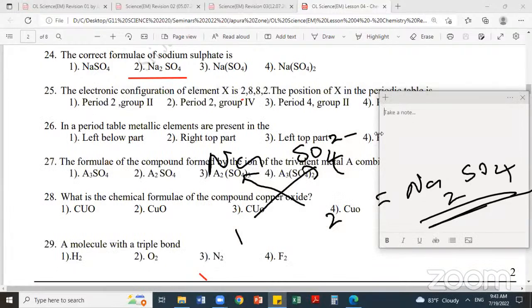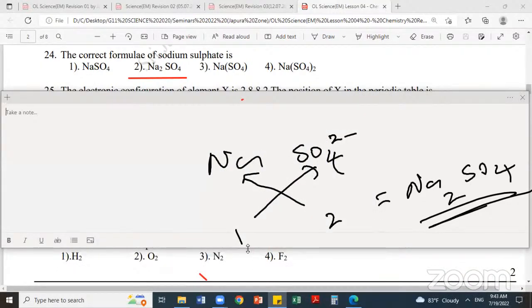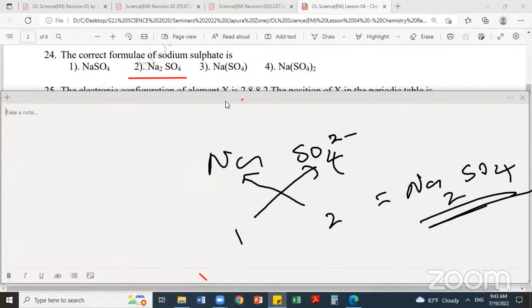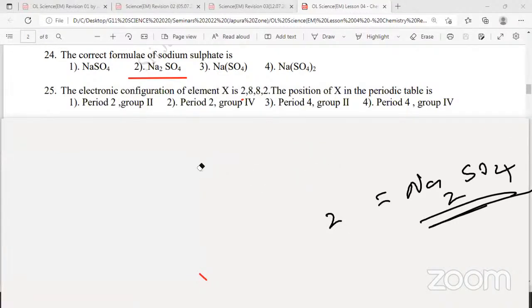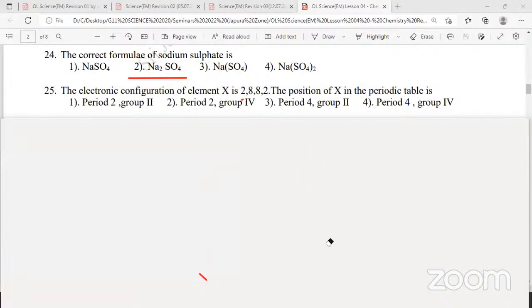MCQ. You are given the configuration of element X, and the period and group to which it belongs. Outermost 2 electrons means it should belong to group 2.